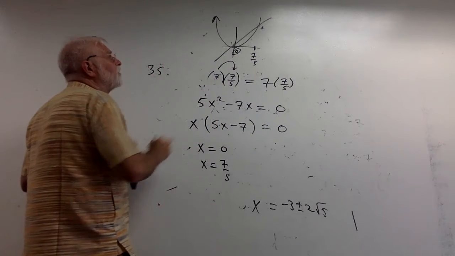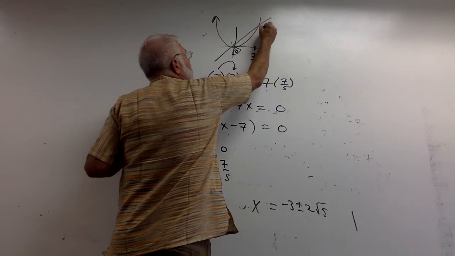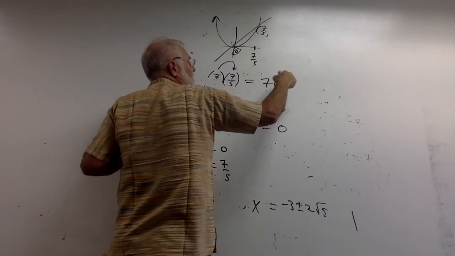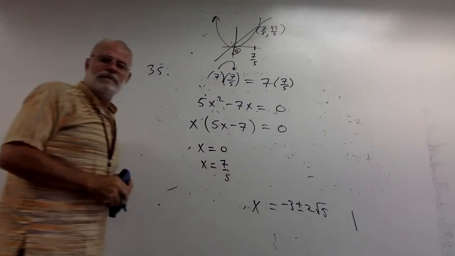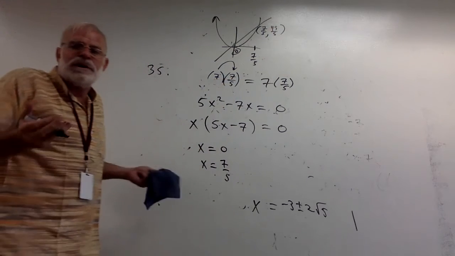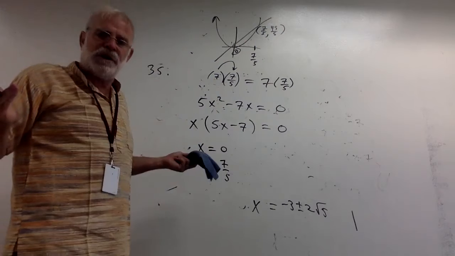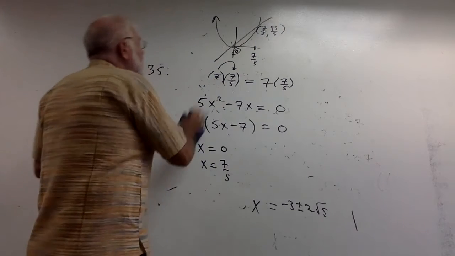And so the height of this thing is the coordinate 7/5, 49/5, which is close to 10, right? 50/5 is 10. That's where they intersect. That's where they share table values. It's the only time they share table values. All right, that's what that's about.